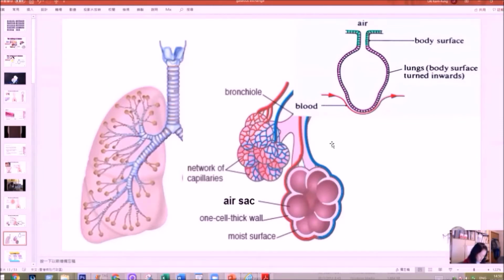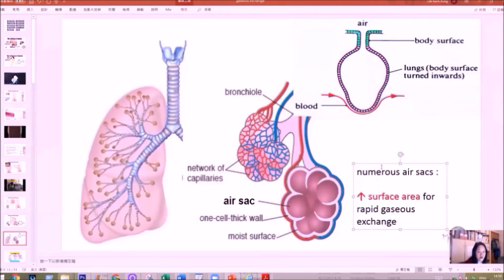It would be much smaller. But in our lungs, we have a lot of air sacs. This would increase the surface area for gas exchange. So you can draw a lot of air sacs here. So they can increase the surface area for rapid gas exchange.